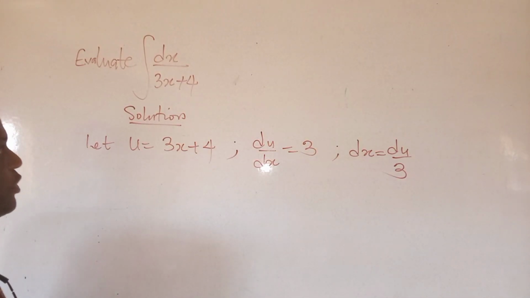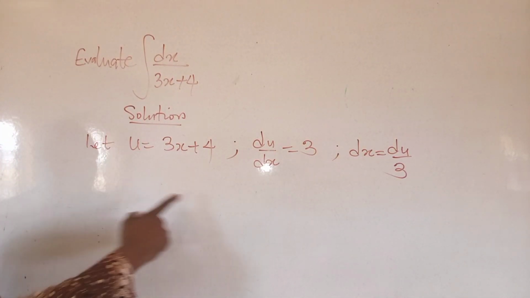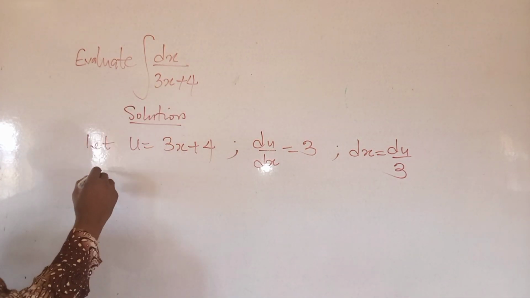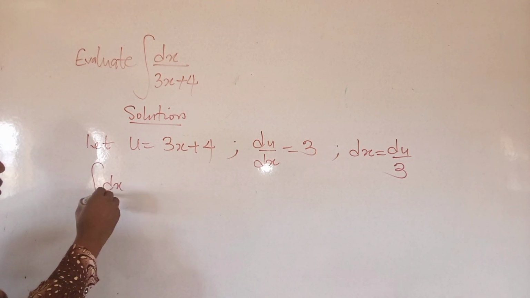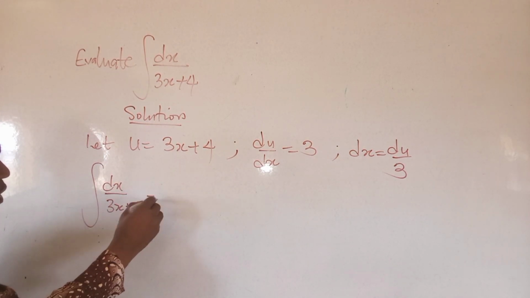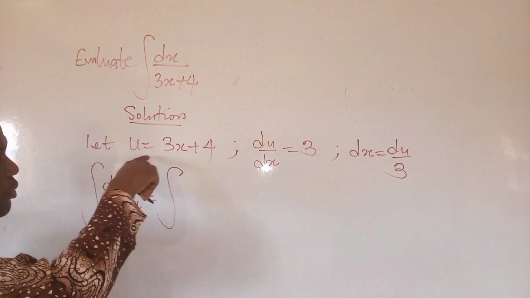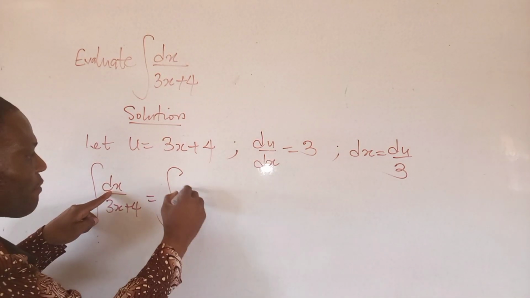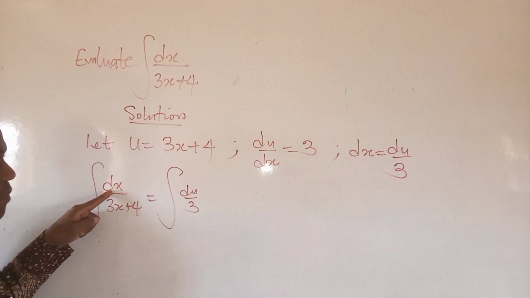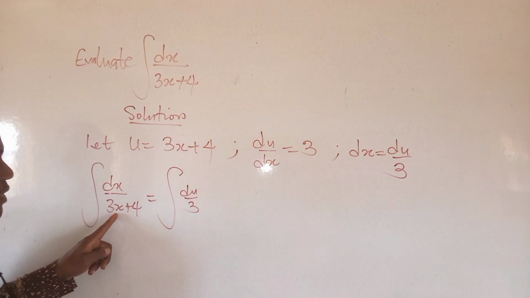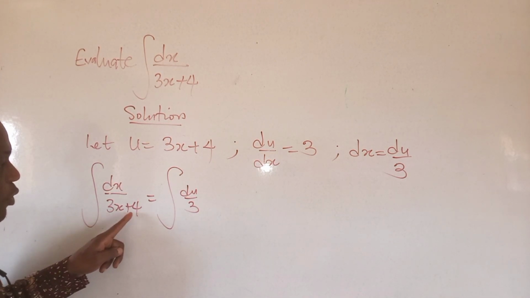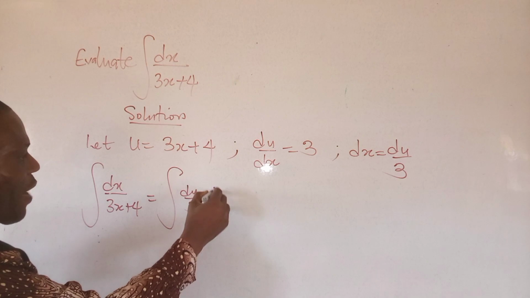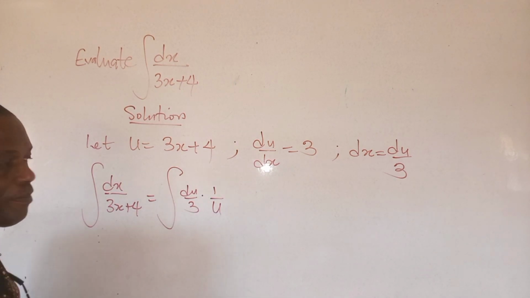Now, the next thing to do is to substitute these values into the original. Here, if I say that the integral of dx all over 3x plus 4 is equivalent to, I'm going to substitute, replacing it with u. So for my dx, I'm going to have du over 3. Then for 3x plus 4, which is u, that will give me 1 over u.